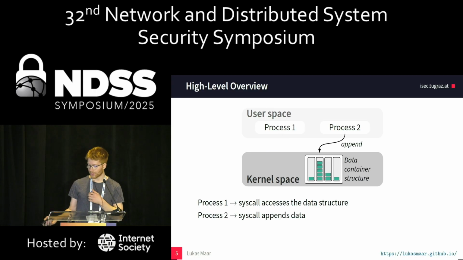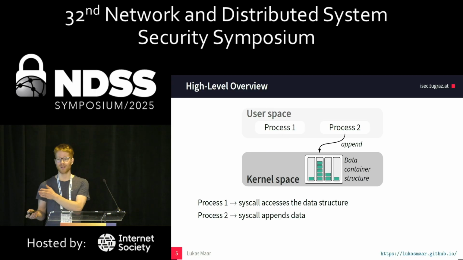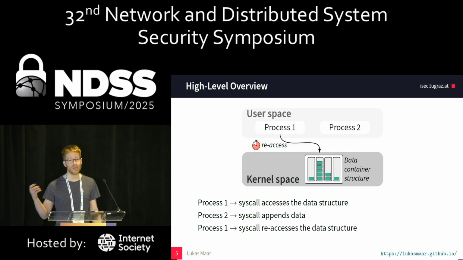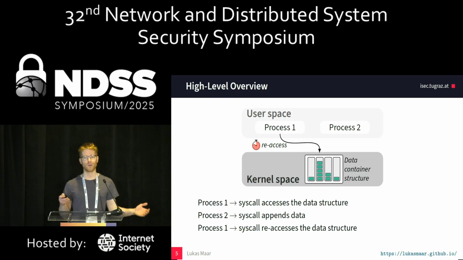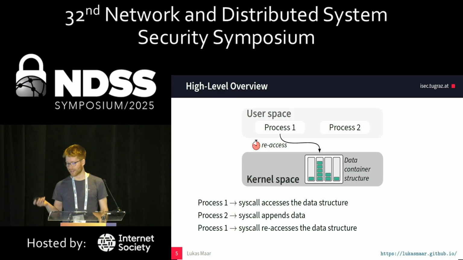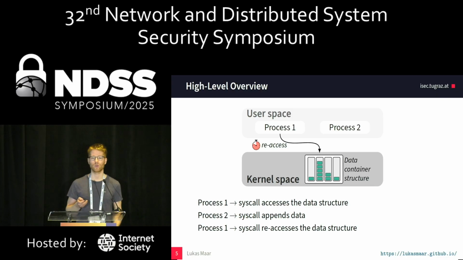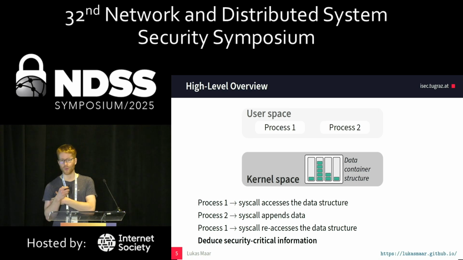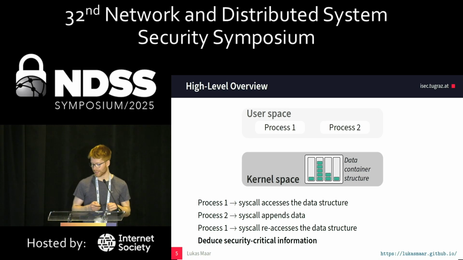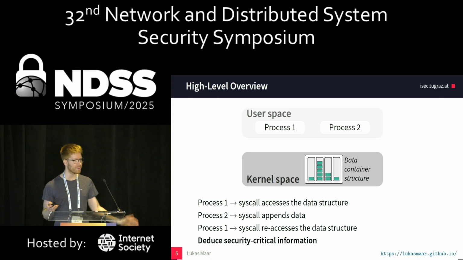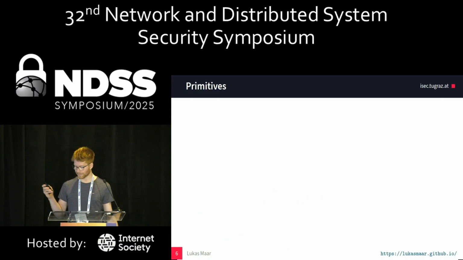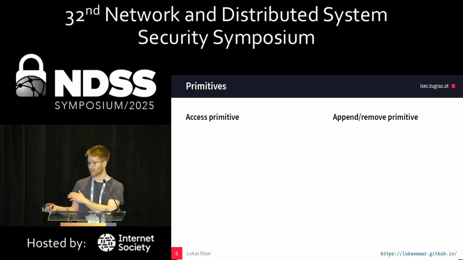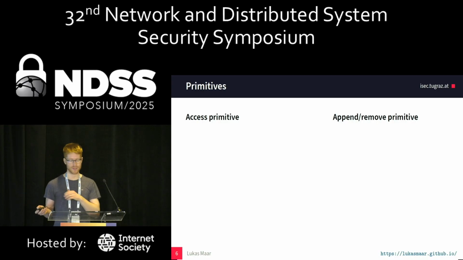Then we wait for another process, which appends elements within this hash bucket. And afterwards, if process 1 re-accesses this data structure through the syscall interface, the access will be notably slower compared to the first access. And what KernelSnitch does, it deduces security critical information from that timing difference. Before going into detail what security critical information we deduce, we need some primitives. On the one side, we need access primitives, and on the other side, we need append and remove primitives.